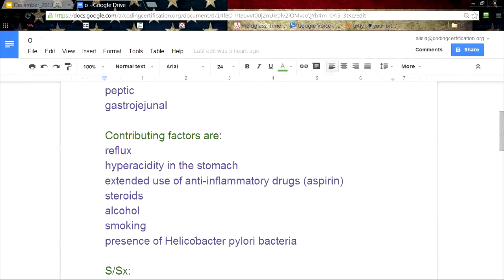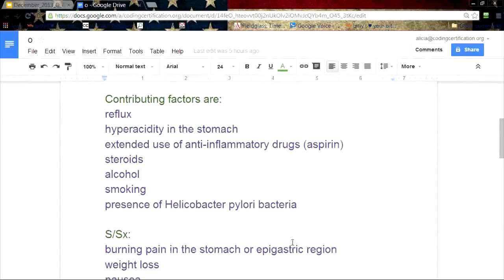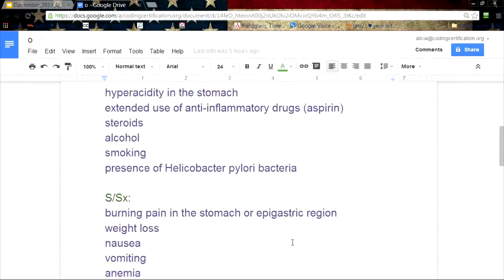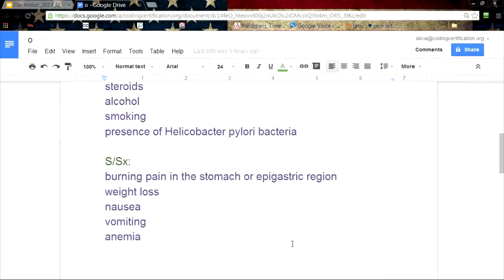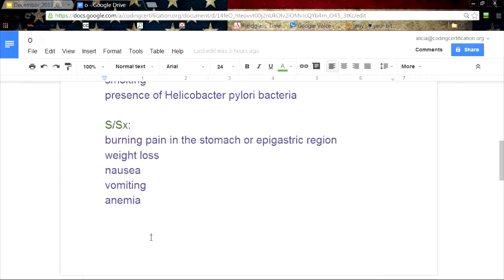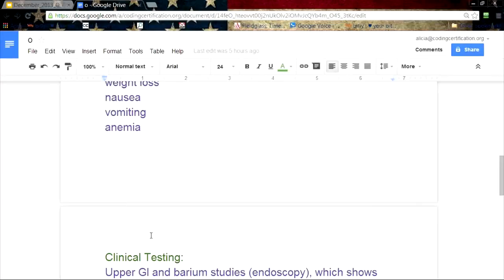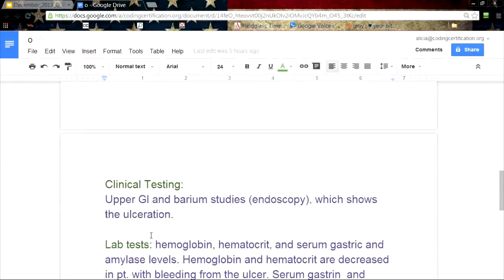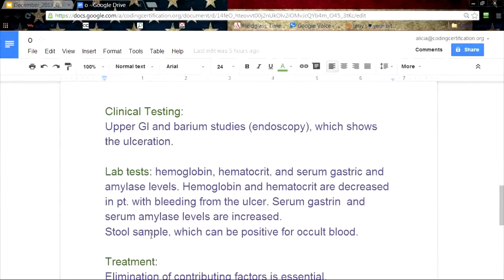They actually will go in and do an EGD and take a sample and make sure that you don't have this, because if you have this bacteria, it will cause ulcers. So the signs and symptoms to look for, you've got burning pain in the stomach or epigastric region, which would be up in the esophagus and the back of the throat. A person might have weight loss, nausea, vomiting, anemia. They get anemia from blood loss, because when you get an ulcer, it can actually be a bleeding ulcer.